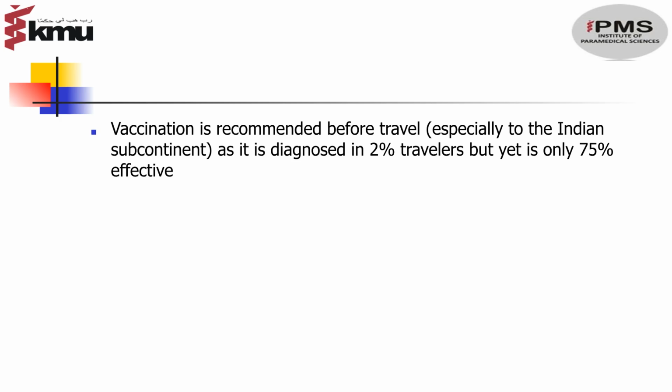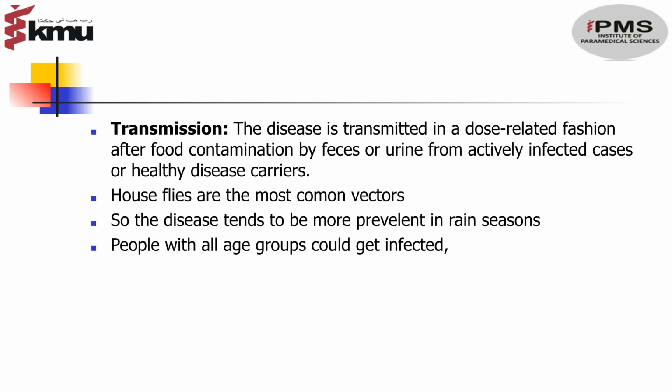If a febrile illness lasts more than 10 days and malaria has been ruled out, typhoid fever is often the cause. Vaccination is recommended before travel, especially to the Indian subcontinent. The disease is transmitted in a dose-related fashion, usually through food contaminated by feces or urine from infected cases or healthy carriers. Houseflies are common vectors, leading to higher prevalence during rainy seasons.